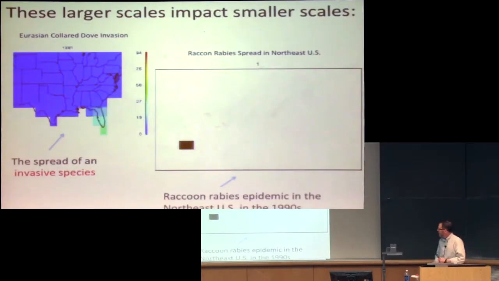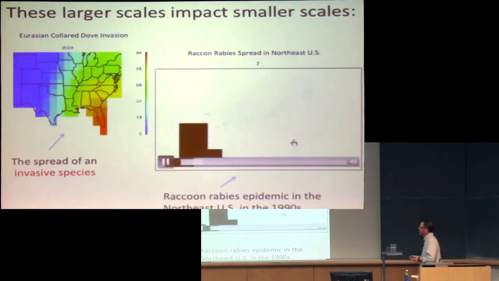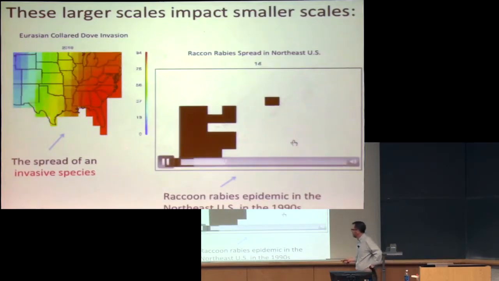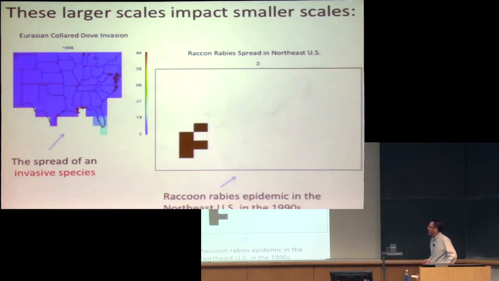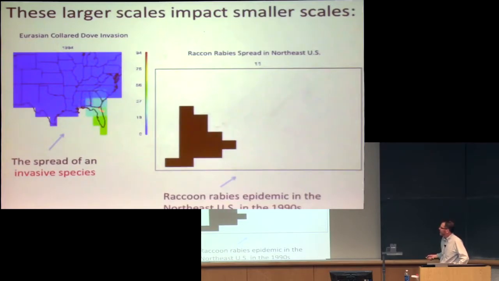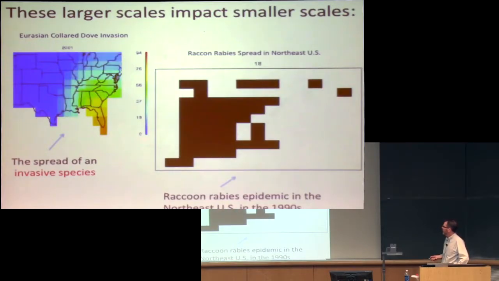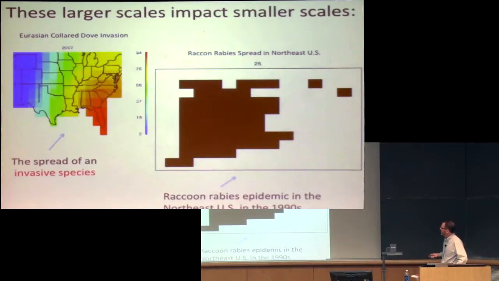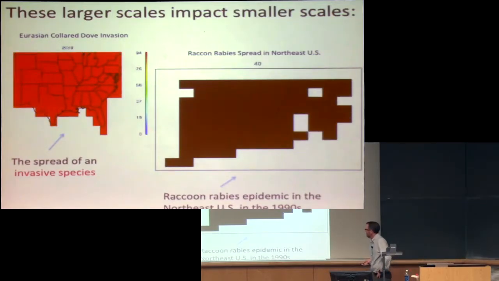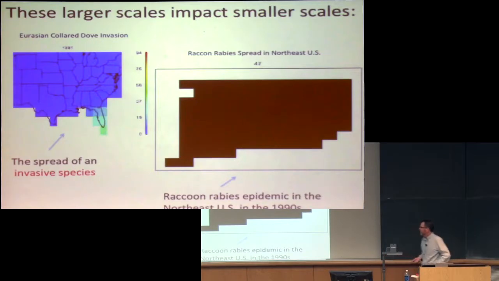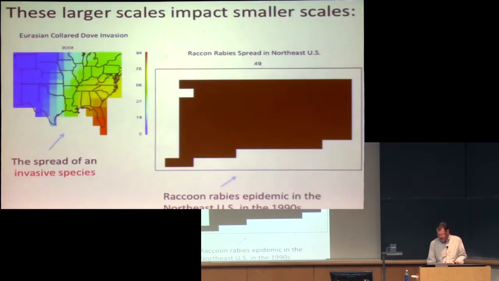And even on smaller scales, you can see patterns that, for example, this is showing the spread of an invasive species, a Eurasian collared dove, throughout the 1980s into the future. This is showing a raccoon rabies epidemic in Connecticut that happened in the 1990s. And so once again, what do you see here? You see dynamical interaction. You see changes in space through time.